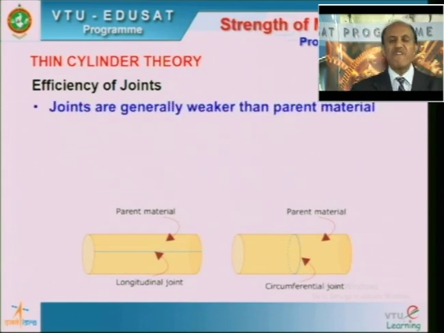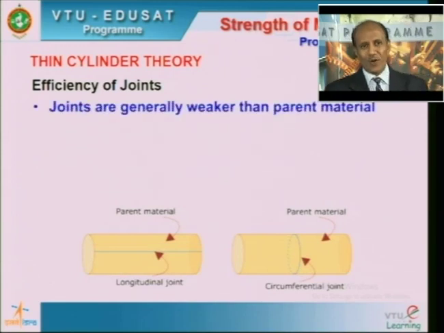The next one is the efficiency. How good are these joints? How strong are they? Generally we want the joints to be stronger than the parent material, and that is a possibility. We can make them stronger, right? But generally we assume them to be weaker than the parent material. So if it is weaker, please understand, that becomes the critical issue. It becomes very critical.